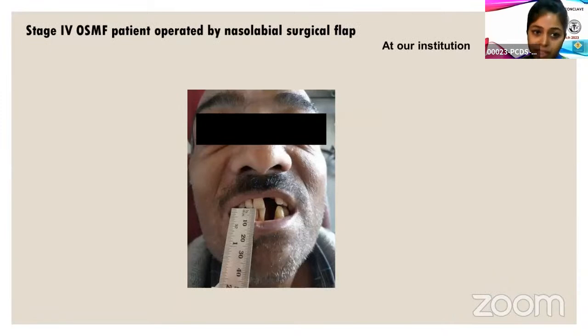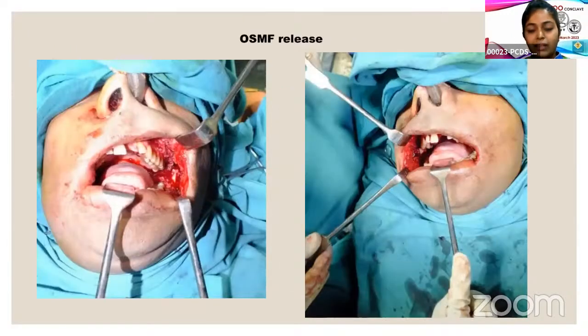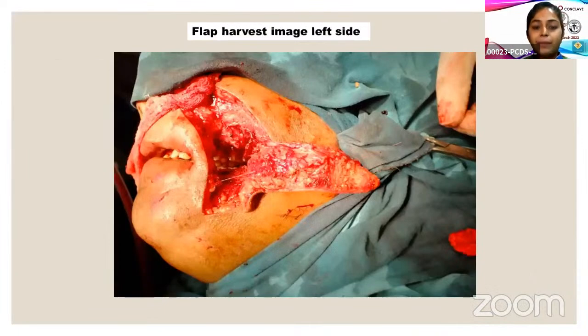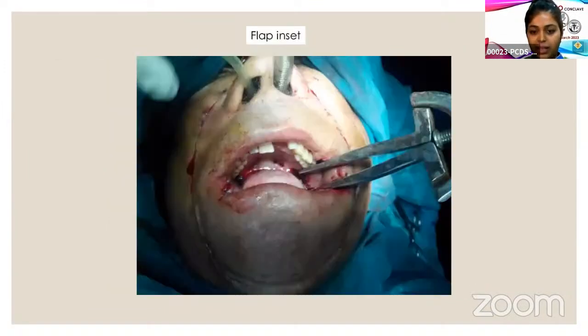One stage 4 OSMF patient was operated by nasolabial surgical flap at our institution, who had an inter-incisal distance of less than 5 mm. OSMF release is done initially, and then the flap is harvested from the left and the right side, and then the flap is inset. The main advantage of using nasolabial flap is the bulk of the flap that is used for the widespread infected area of the buccal mucosa.